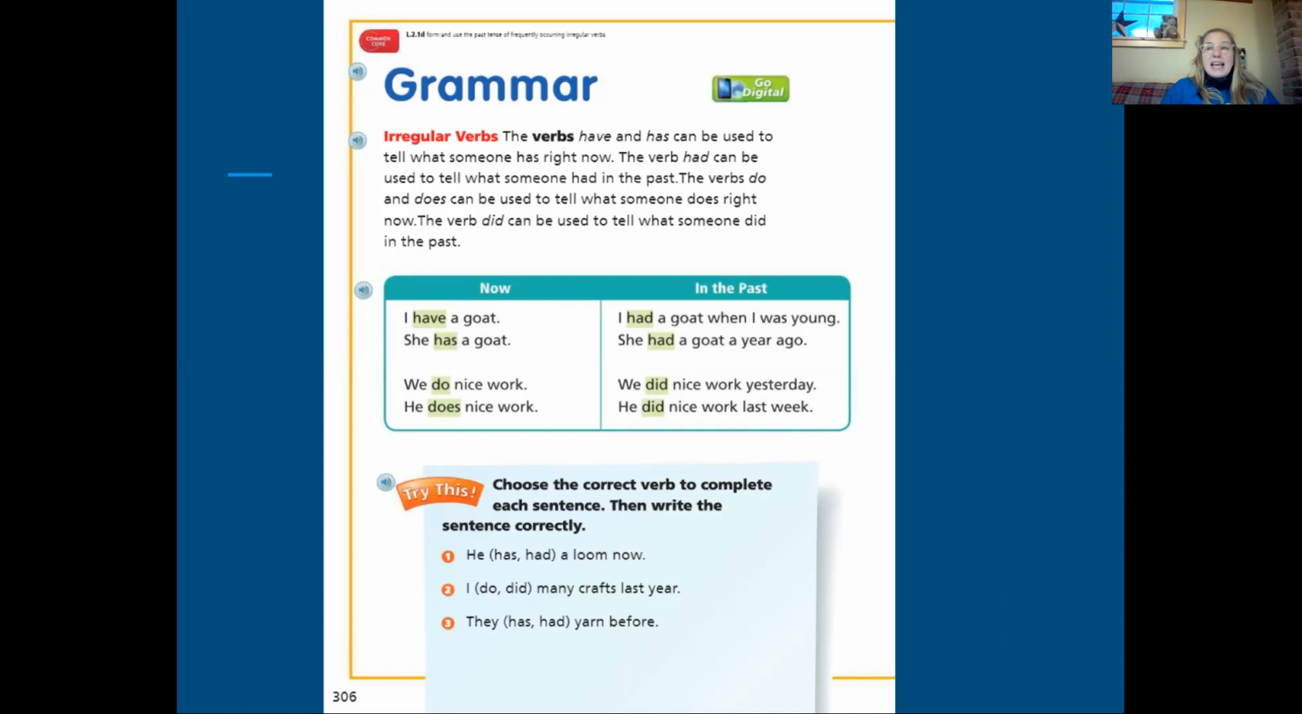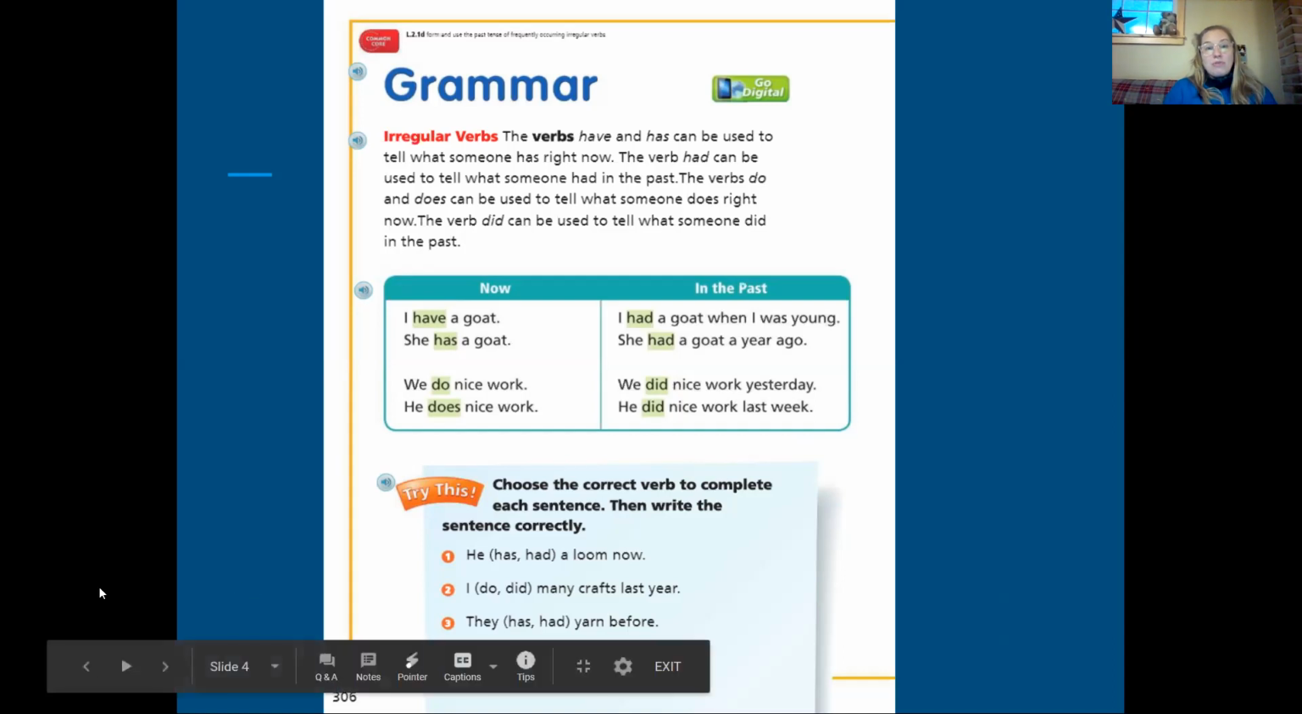Let's look at number 1. He has a loom now. He had a loom now. Circle the correct word, the correct irregular verb. Number 2, I do many crafts last year. Clue, clue, clue. I did many crafts last year. And then number 3, they has yarn before. They had yarn before.